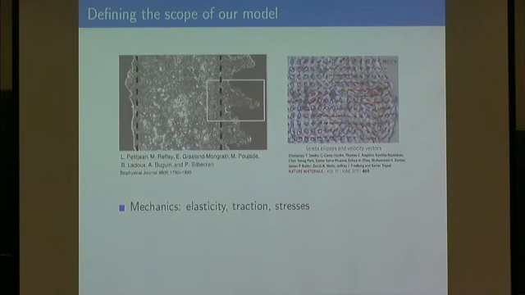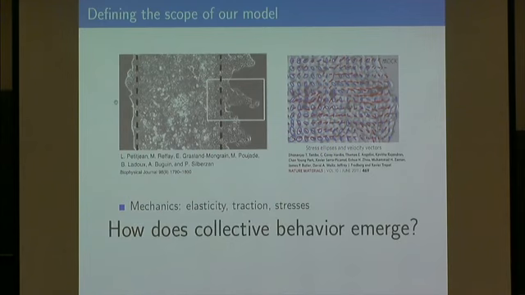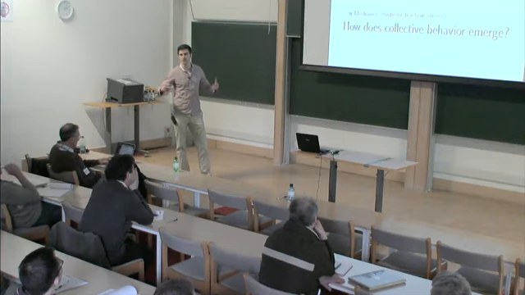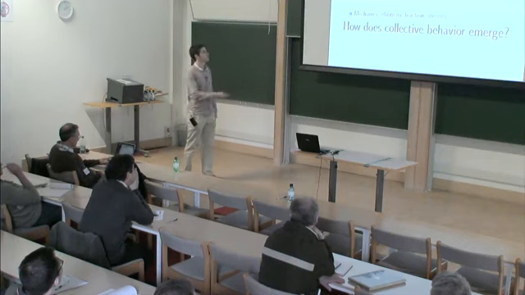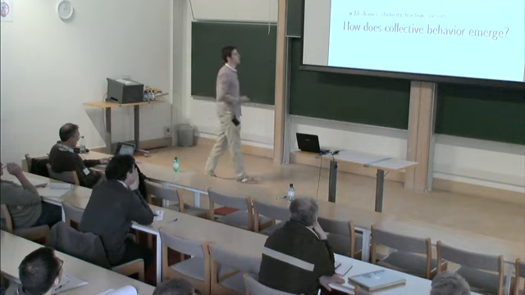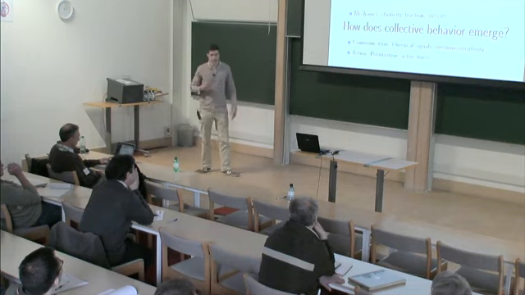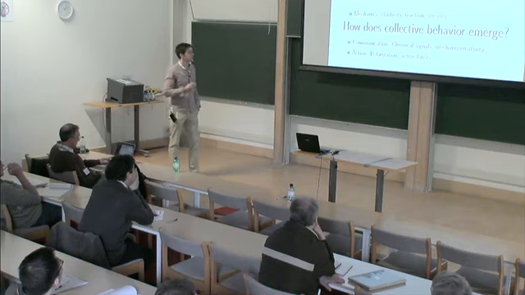But the question that really gets me passionate about this topic is actually this question. So how does the collective behavior emerge here? How does a large number of cells decide to behave collectively to form such a structure? And for this, obviously, we need at least these 2 ingredients here.